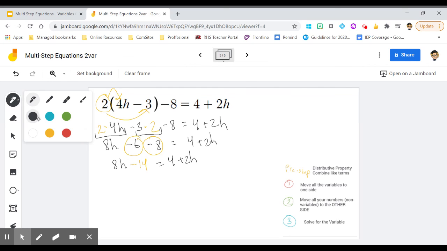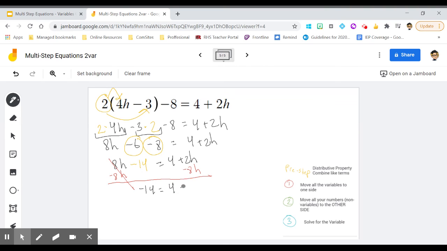So now I'm finally in my 1, 2, 3. So I'm going to move my 8h over. I'm going to subtract 8h from both sides. It doesn't matter which direction you go. When I do that, I'm going to get negative 14 is equal to 4 minus 6h. That means I have to bring my 4 over, so I'm going to subtract 4 from both sides. I'm going to get negative 18 equals negative 6h. And then I'm going to divide both sides by negative 6 and get my final answer of h equals negative 3.